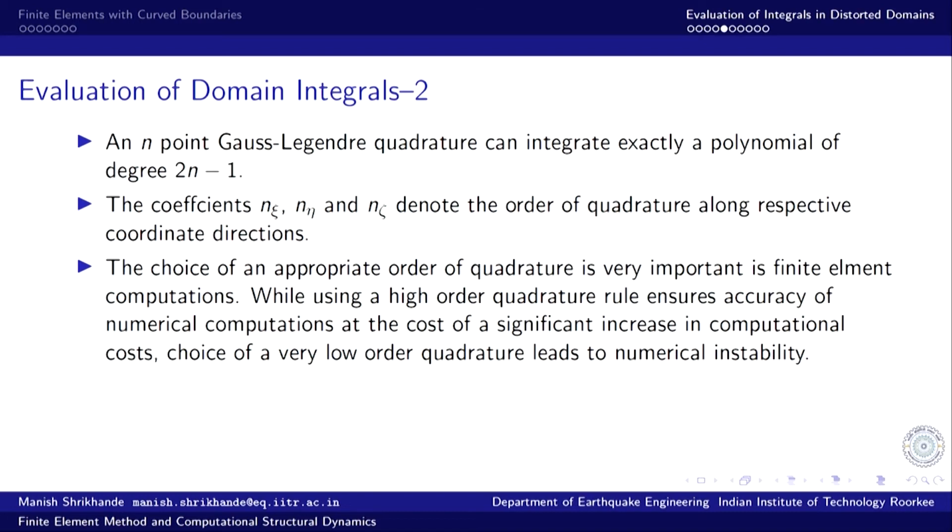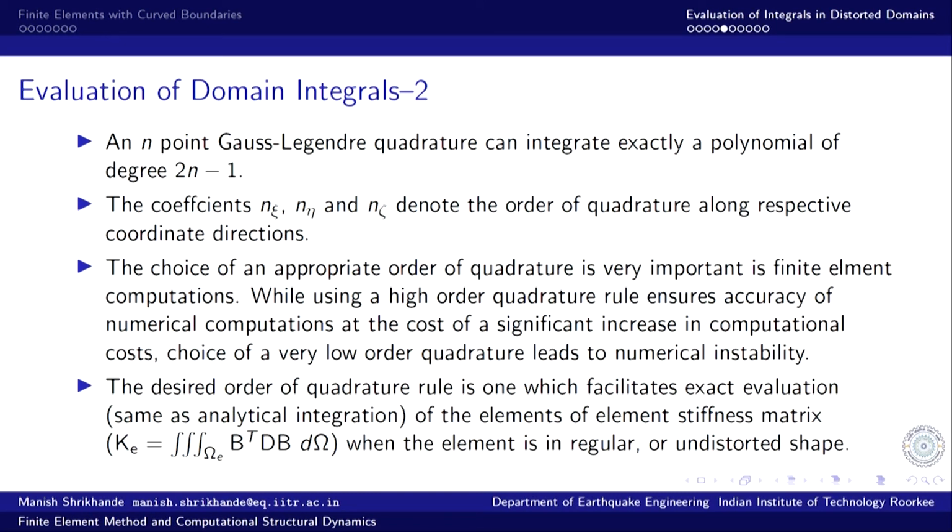So, the choice of appropriate order of quadrature is very important, and a choice of a very low order quadrature can lead to numerical instabilities. The system of equations may not admit a unique solution. So, what is the balance point? The desired order of quadrature rule is one which facilitates exact evaluation, same as the analytical integration of the elements of stiffness matrix.